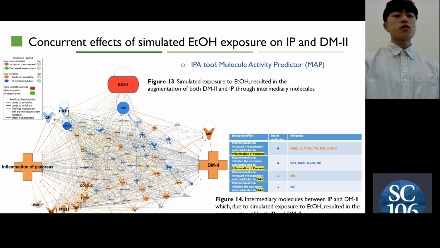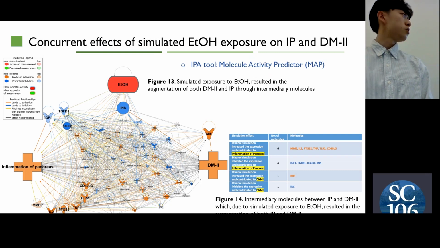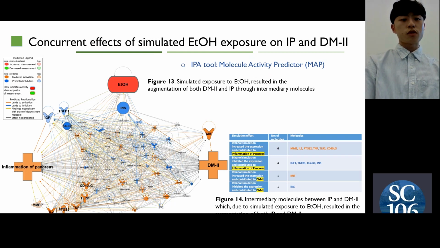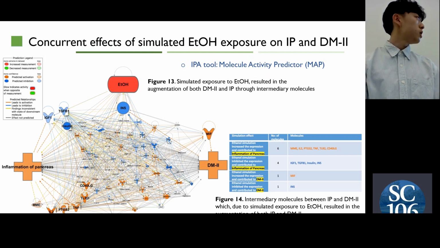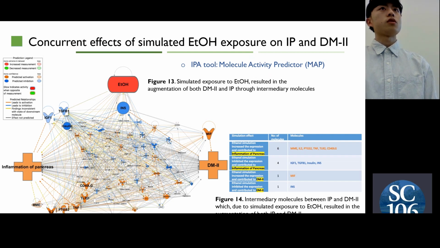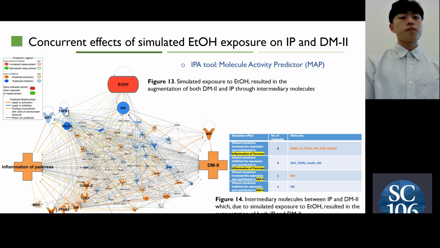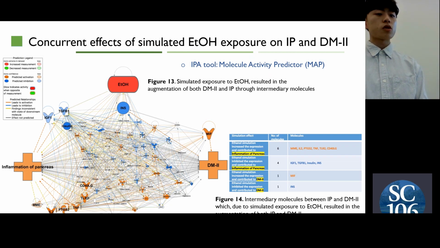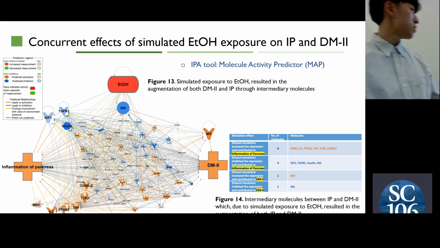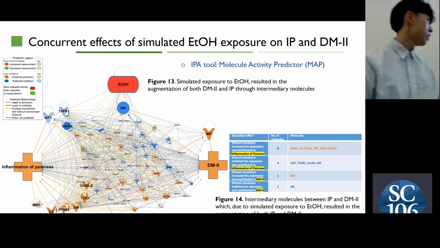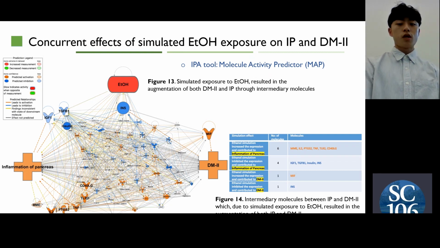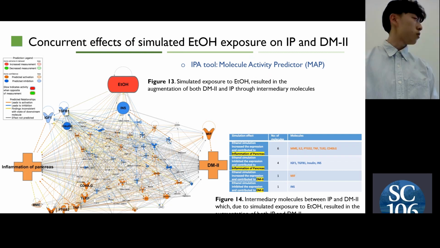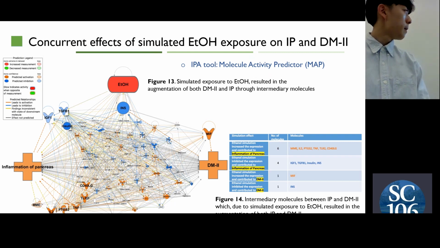So in the future, I would like to study how MIF can cause any intermediary effects from IP to result in DM2 as a result of ethanol exposure. There was also the inhibition of insulin and insulin receptors 1 and 2. This can also result in the augmentation of DM2 as a result of ethanol exposure. And the inflammation of pancreas, as you can see from here, there were several cytokines that were resulting in the inflammation of pancreas, most notably include TNF, IL-2, or CD40LG.